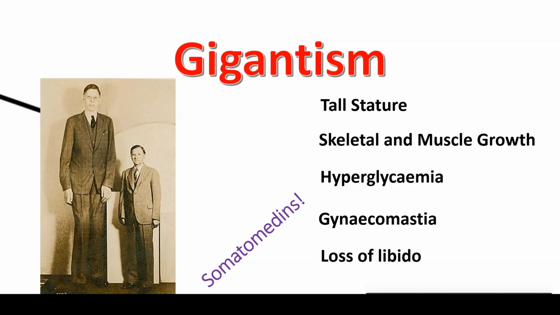So hyperglycemia is happening partially because your muscles and bones require glucose to grow in size, and also because your growth hormone itself can lead to increased glucose in your blood. Along with this, your growth hormone, if it's increased, it can act through your liver and through something called somatomedins, and these can cause some sexual problems like gynecomastia and loss of libido.